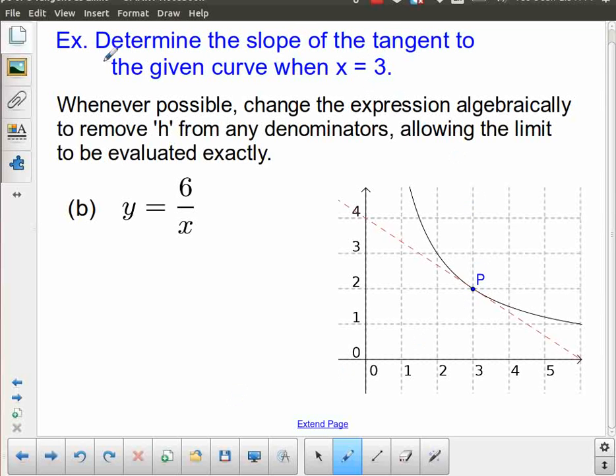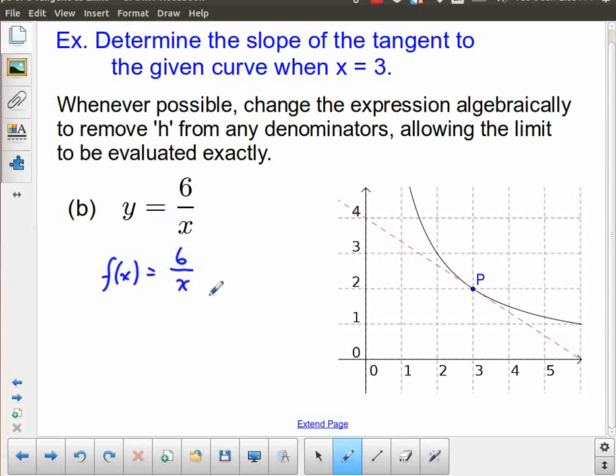Okay, we're going to carry on, same example, except you can see I've changed the function, which means it changes the graph. Obviously, it's going to change the slope. So carrying on with what we did in the previous example, whenever possible, we want to change the expression algebraically so that we can get rid of h as it appears in any denominators. And if we can get rid of the h from all denominators, then we can evaluate the limit exactly.